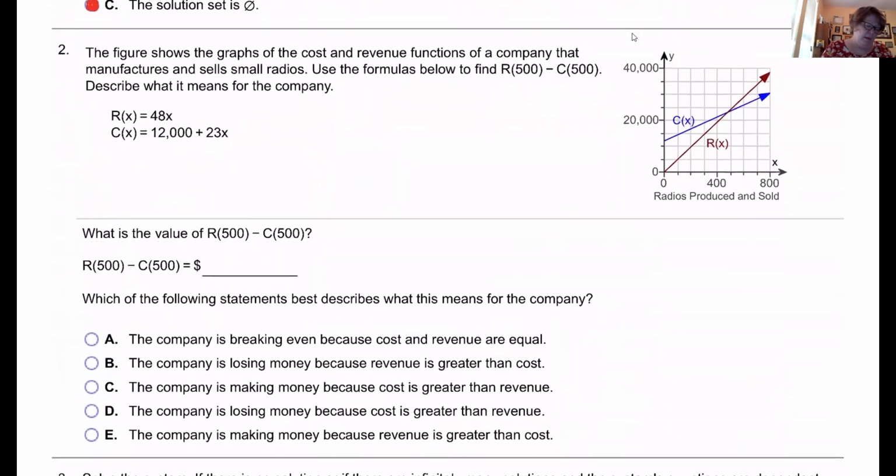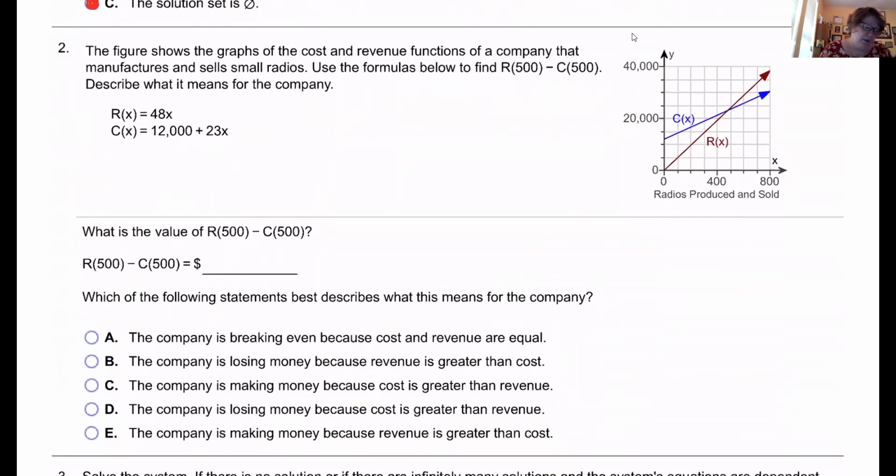Problem 2. The figure shows the graphs of the cost and revenue functions of a company that manufactures and sells small radios. Use the formulas below to find R of 500 minus C of 500. Describe what that means for the company. So we're going to evaluate the revenue function R at 500, and we're going to evaluate the cost function at 500, and then we're going to take the difference.